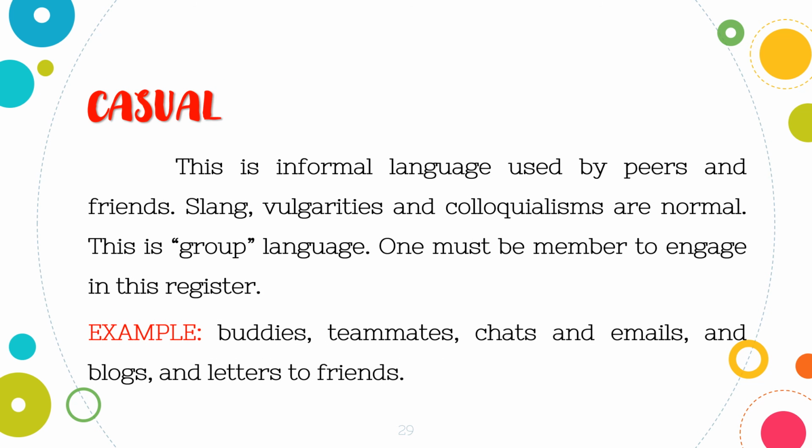Casual refers to the informal language used by peers and friends. Slang, vulgarities, and colloquialisms are normal. This is group language. One must be a member to engage in the register. For example, the way you talk with your teammates, with your buddy, or the language used in chats or emails, blogs, and letters to friends.